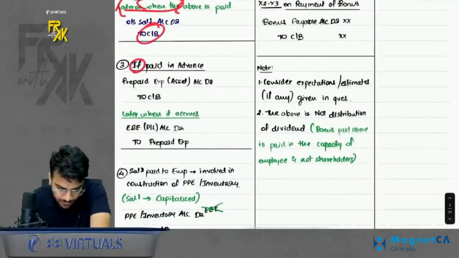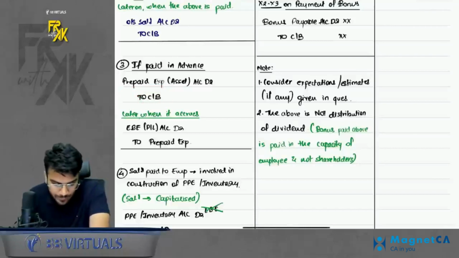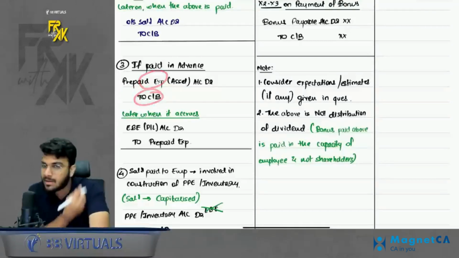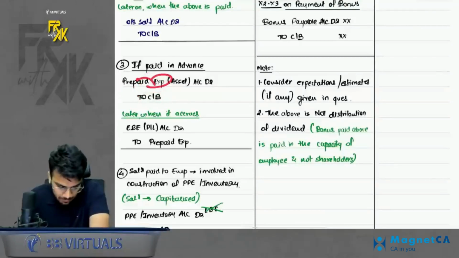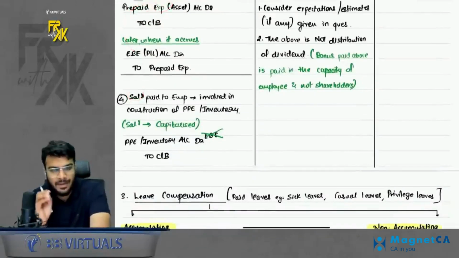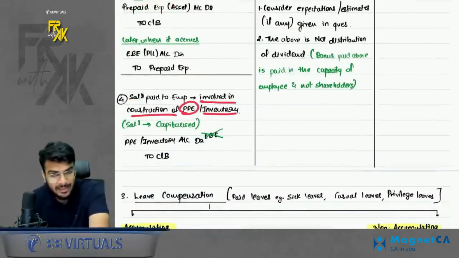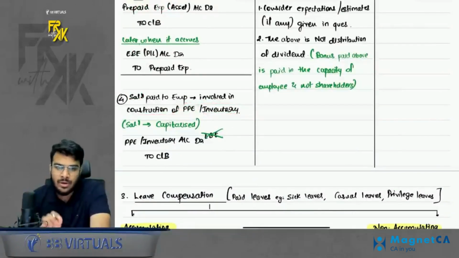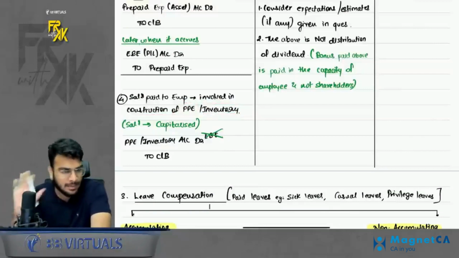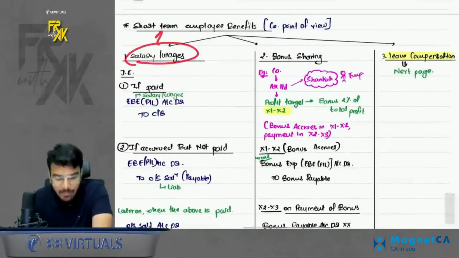What if the salary is paid in advance? In that case, you will book a prepaid expense. So you will say prepaid expense account debit to cash or bank. Because it has not accrued, you will book an asset and credit cash or bank. Once it accrues, reverse the asset and book the expense. Simple. And one more thing, if you have paid a salary to any employee who is involved in the construction of an asset, that salary is not transferred to profit and loss, it is capitalized. This was the first part, that is salary and wages, under short-term employee benefits.